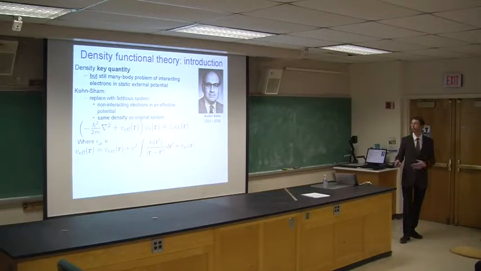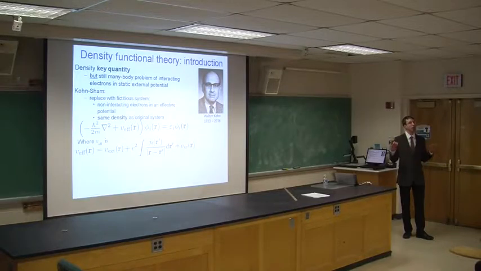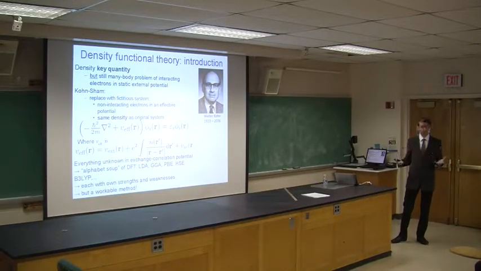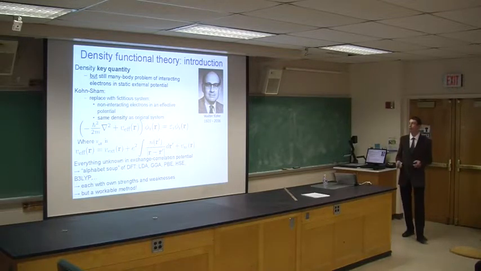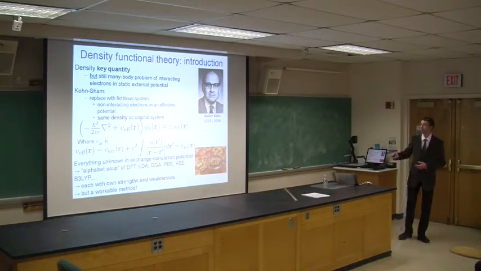There are no approximations made. But unfortunately, we don't know the true form of the exchange correlation potential. We can come up with different approximations to it. And that's where the alphabet soup of DFT enters, where you have all kinds of acronyms that signify different approximations to the exchange correlation function.